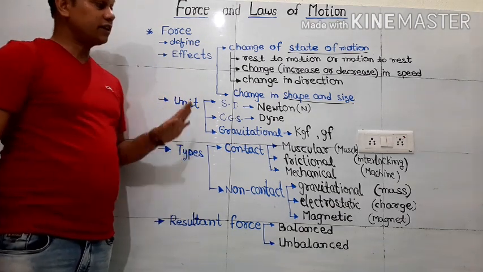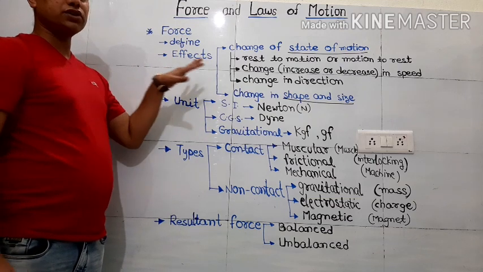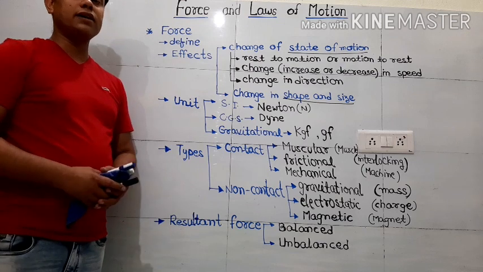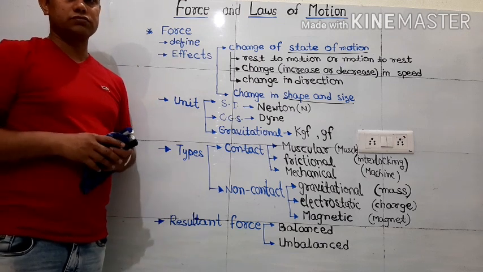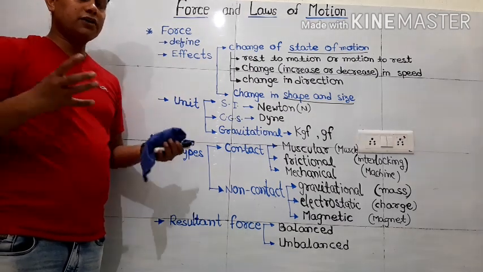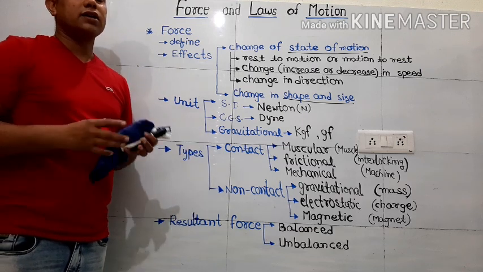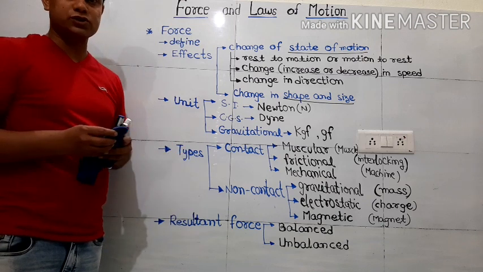Now, after getting knowledge of all these definitions, effects, units and types, we are going to understand what is resultant force. By name itself, what is the result? The final result. That we are going to understand for force also.